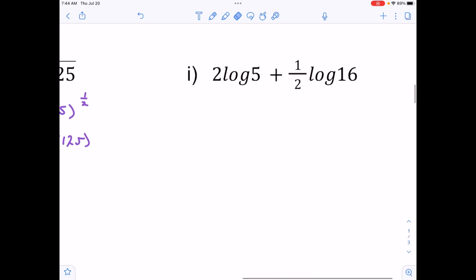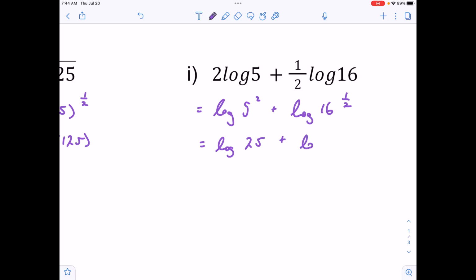Okay, last one here. Let's combine these. I have 2 log 5 plus half log 16. Okay, I'm going to bring the outside coefficients up as exponents. So this will be log of 5 squared plus log of 16 to the power of 1 over 2. Well, 5 squared is 25, so I'll have log of 25 plus log 16 to the power of a half is like saying what's the square root of 16, which is 4.